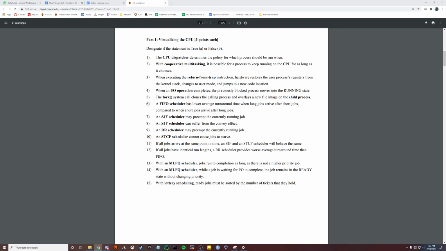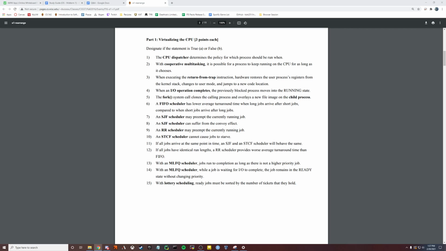A first in, first out scheduler has a lower average turnaround time when long jobs arrive after shorter jobs compared to when short jobs arrive after long jobs. It's true. If the long job arrives after the short jobs, then it will be scheduled after the short jobs. A long job after short jobs reduces average turnaround time, just like what SJF does. We said true for that.